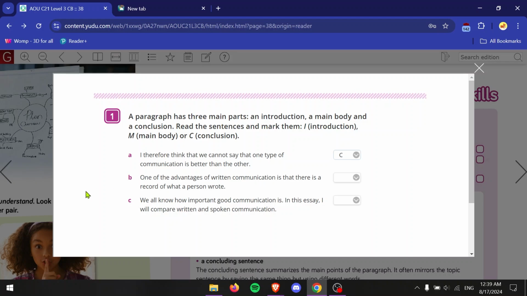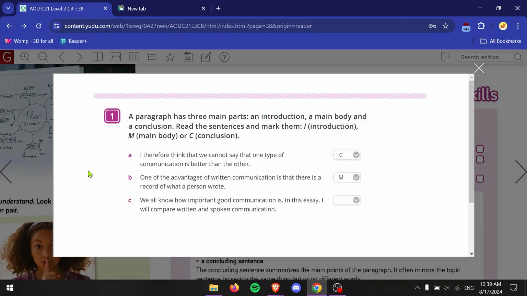What about B? One of the advantages of written communication is that there is a record of what a person wrote. This will be the main body. That is correct. It is information being given, advantages, disadvantages. All of these are things that are written in the main body.